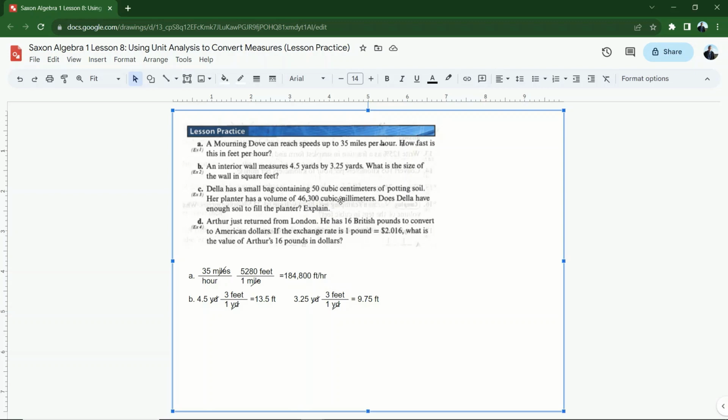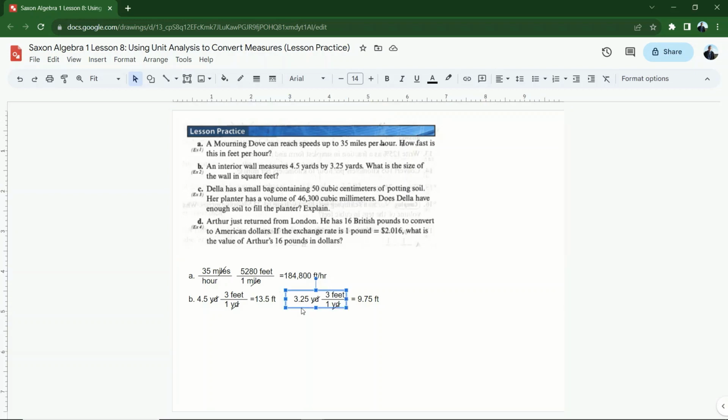All I need to do is multiply those feet together. And again, I'm just going to do this off screen here. 13.5 times 9.75 gives me a value of 131.625. Feet times feet is square feet.